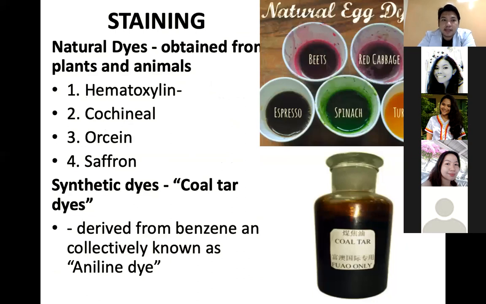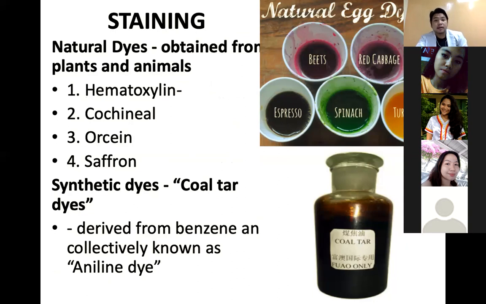In staining, we use different types of dyes. Dyes are categorized into two: either synthetic or natural. Natural dyes are obtained from animals and plants. For example, we have hematoxylin, cochineal dyes, orcein, and saffron.